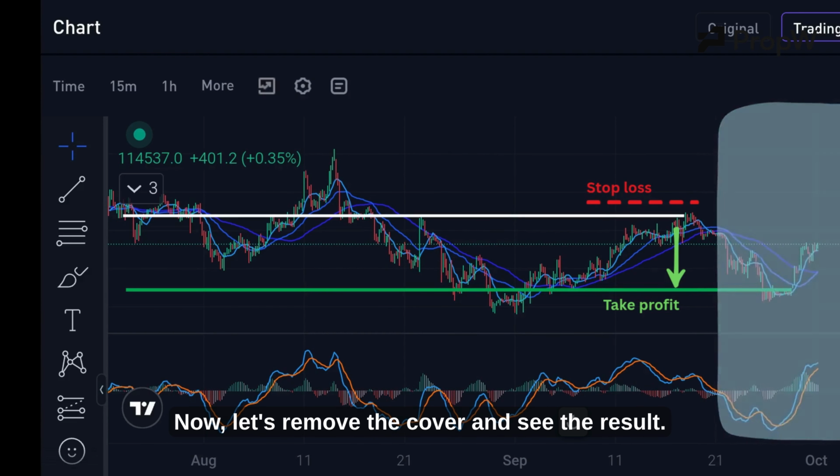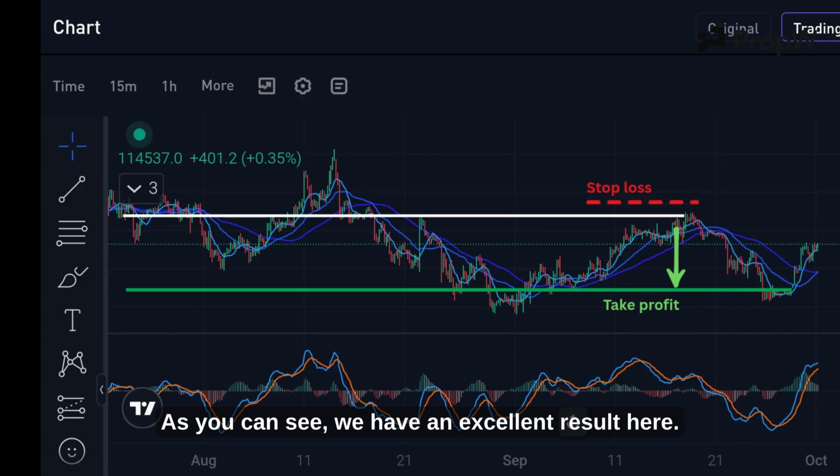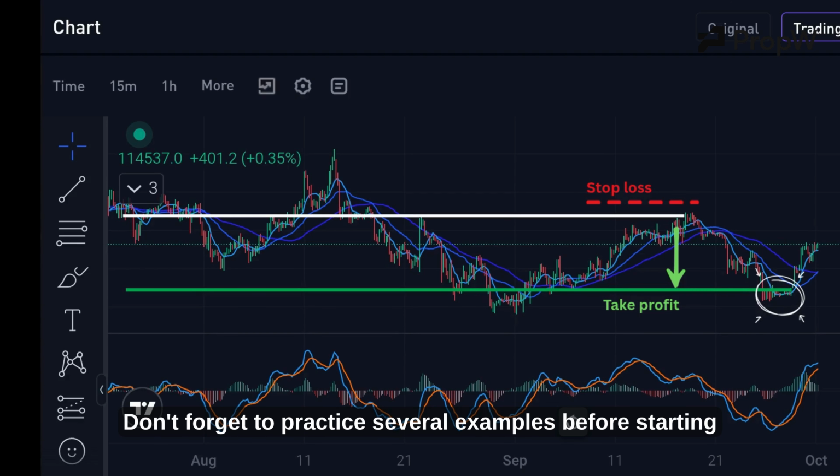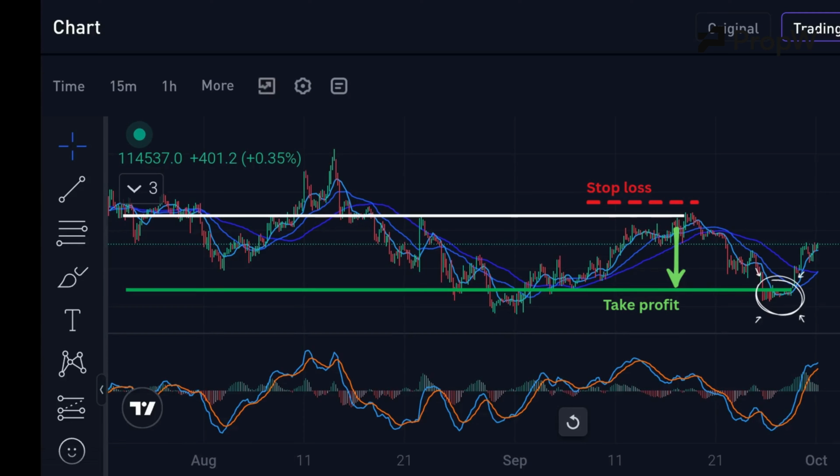Now, let's remove the cover and see the result. As you can see, we have an excellent result here. As we discussed in the lesson, the trade reached the target at support. This concludes our example. Don't forget to practice several examples before starting real trading.